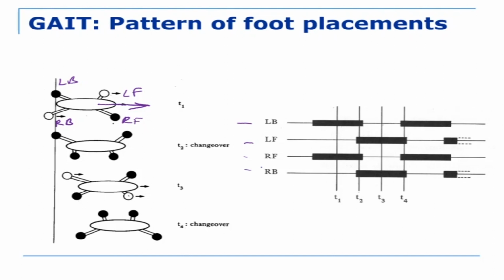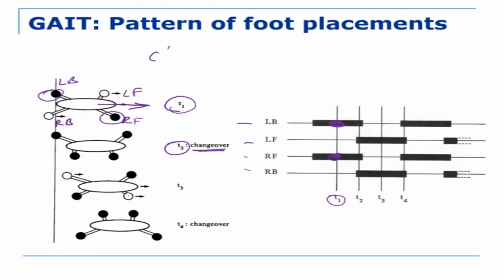Now you can see that at instant T1, there are two legs on the ground. This one is on the ground, that is on the ground. So LB and RF are on the ground. We are marking it with a black color here and here, at this instant T1. At the next instant, T2, which is also called the changeover phase, it is basically changing the legs which are in the air.